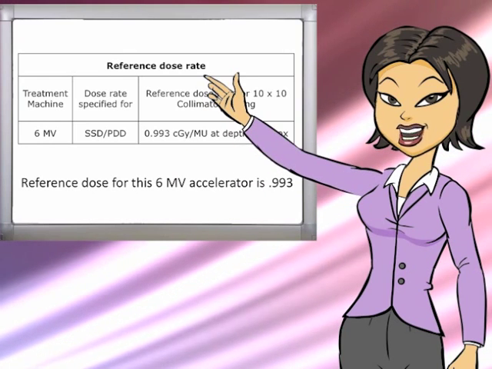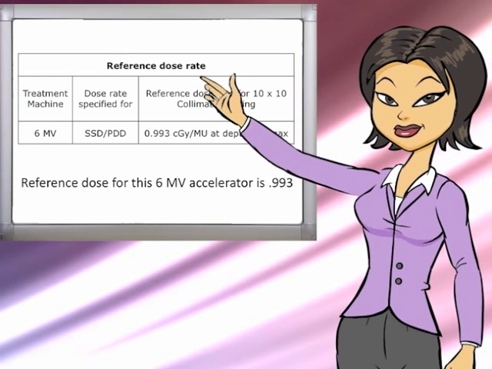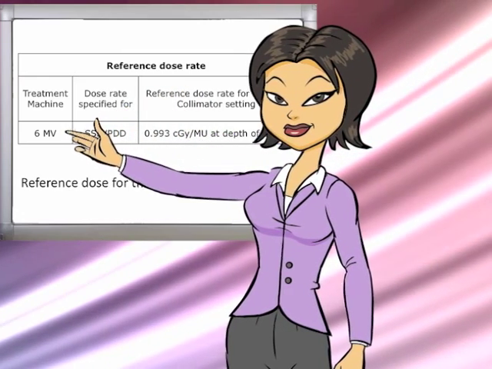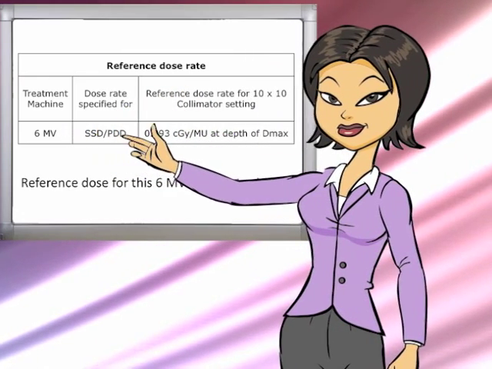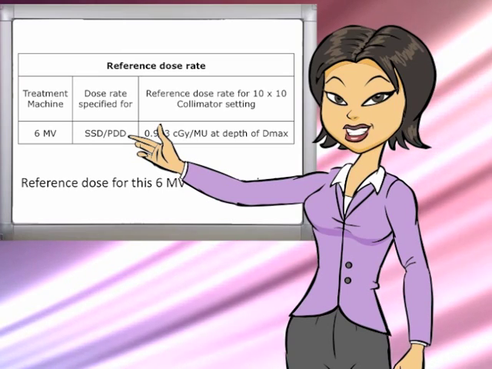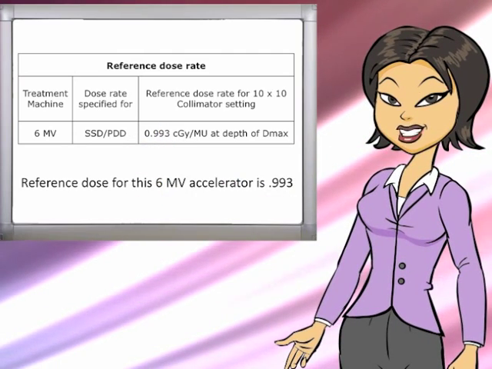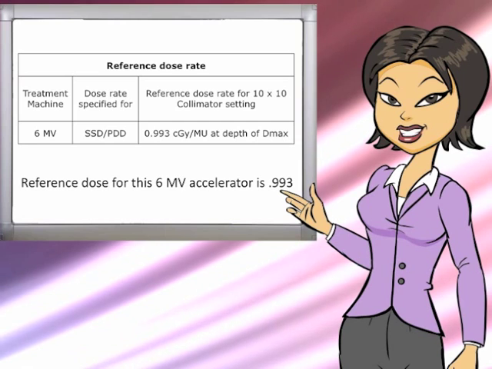First, we will look at our reference depth dose rate chart to acquire the reference dose rate for a 6 megavolt unit using an SSD PDD technique. The value for our example is 0.993.